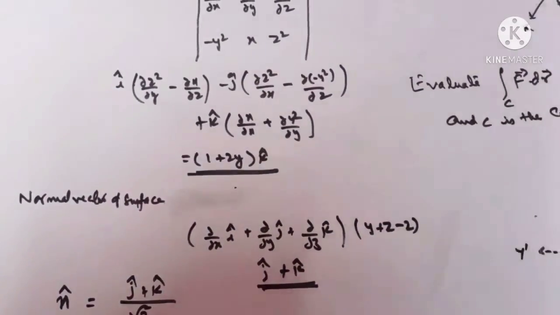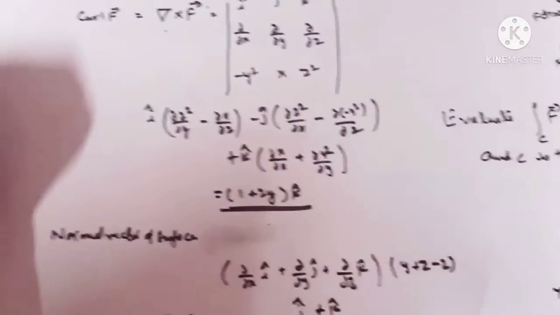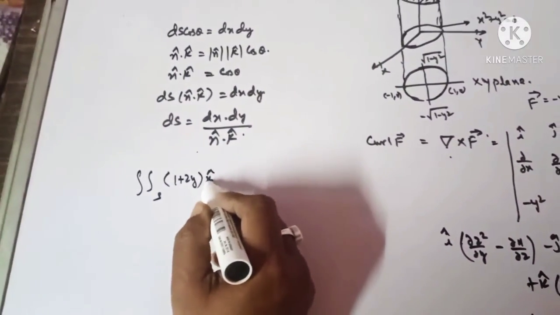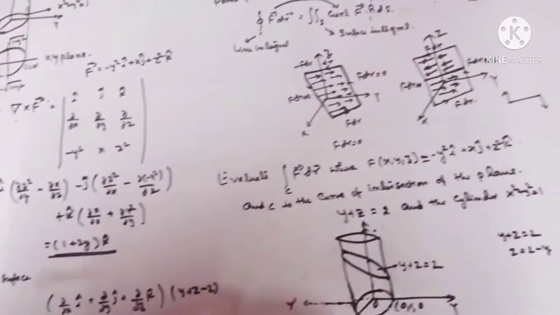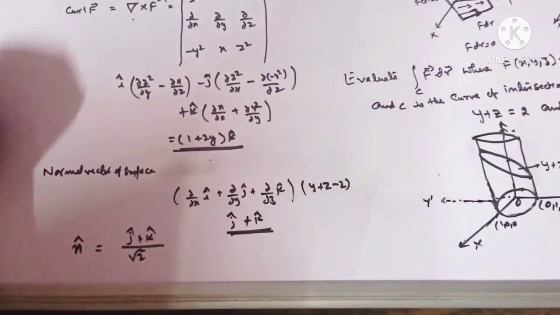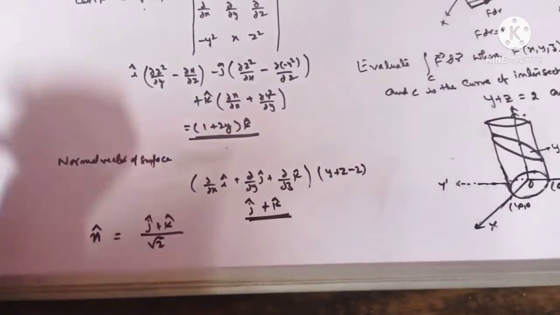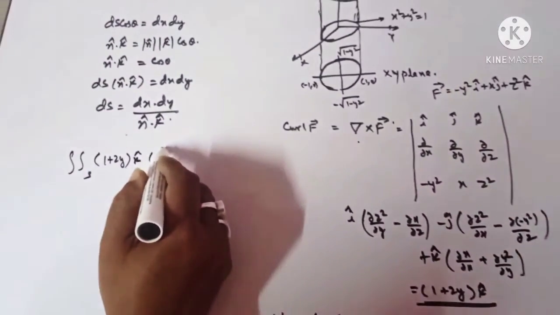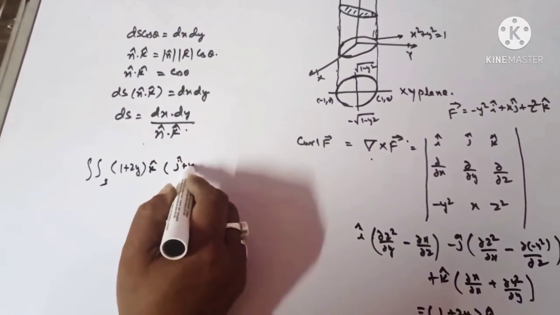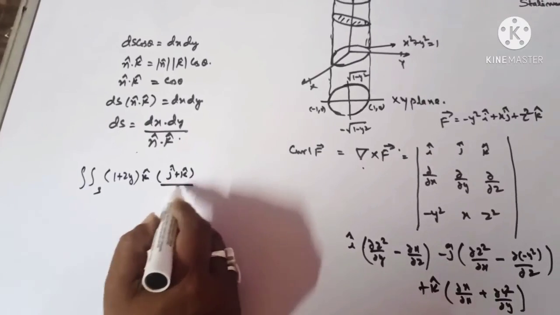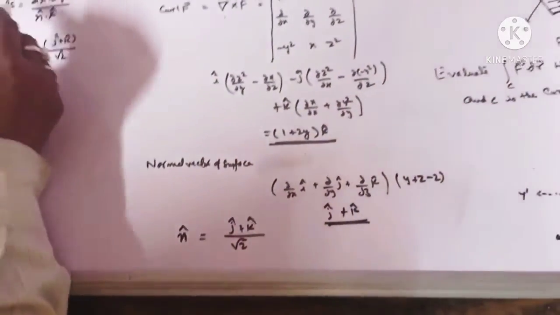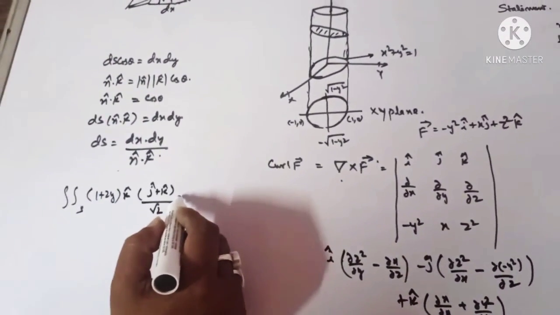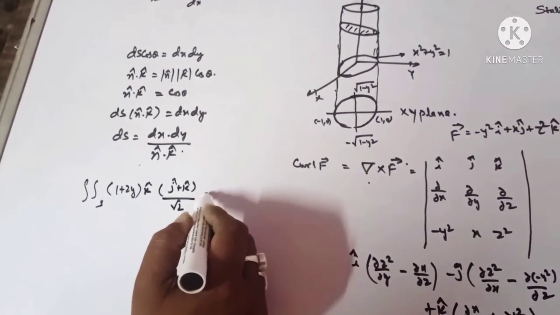The 1 plus 2y k cap, this is your curl of f. And now your n cap is this. This is n cap here. This is your n cap, j cap plus k cap by root 2. And your ds is this one. This is your ds.